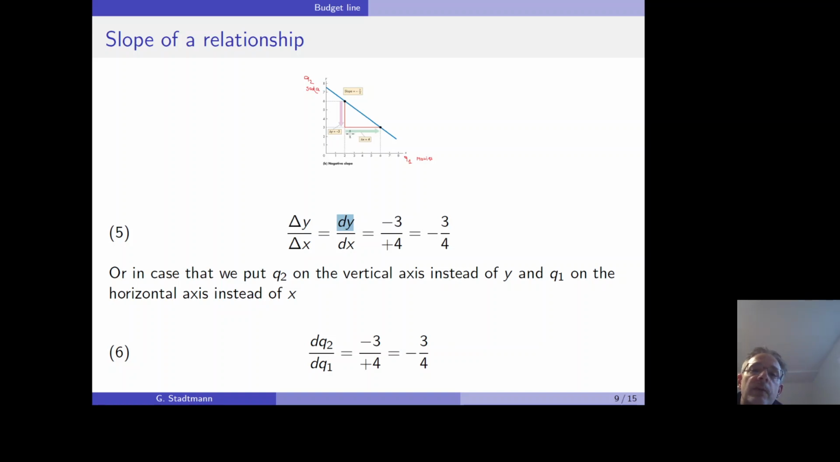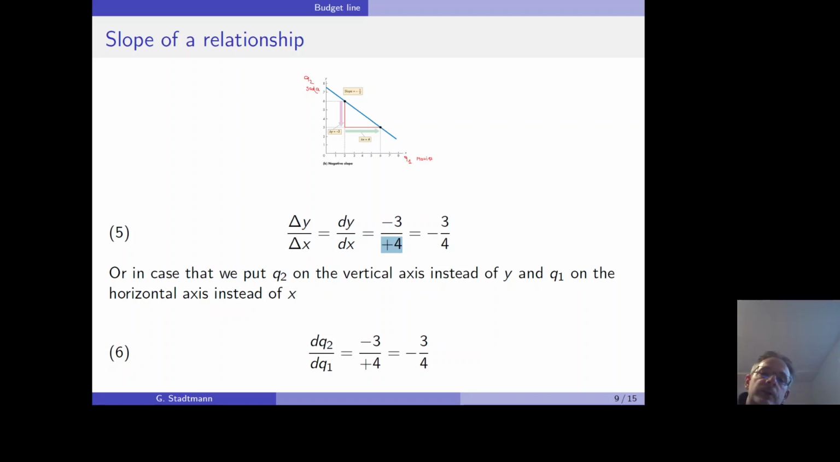What about the x variable? The x variable changes from 2 to 6. So the difference in the x variable is equal to plus 4 units, and hence the slope is a negative 3 over 4.